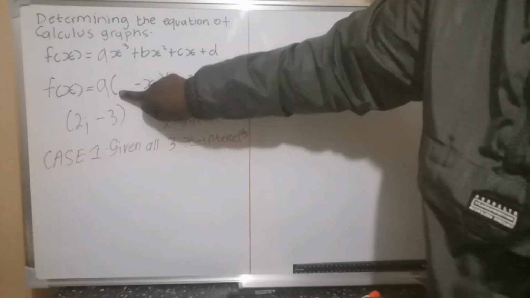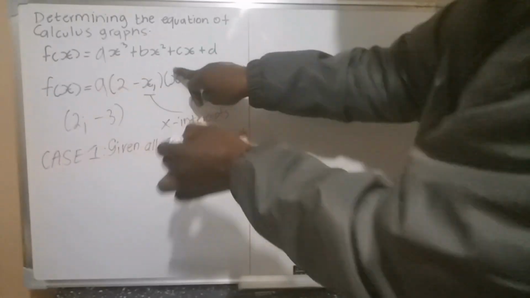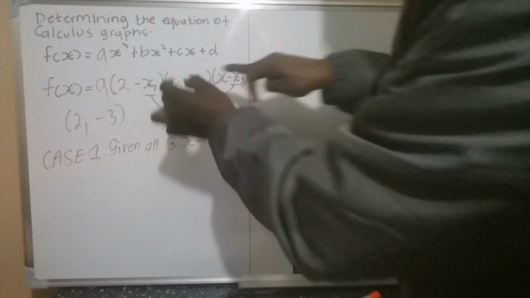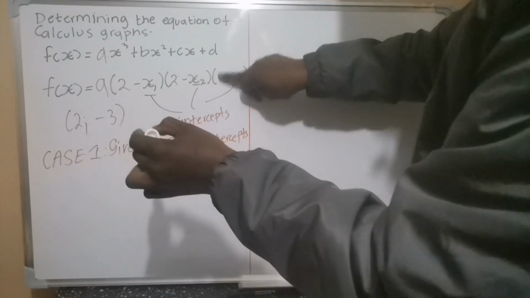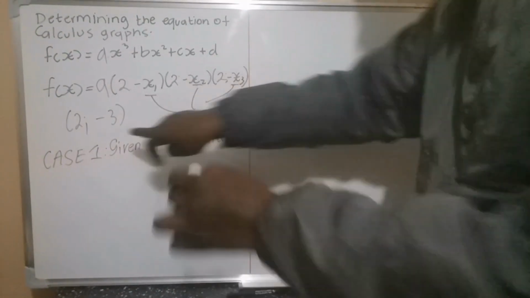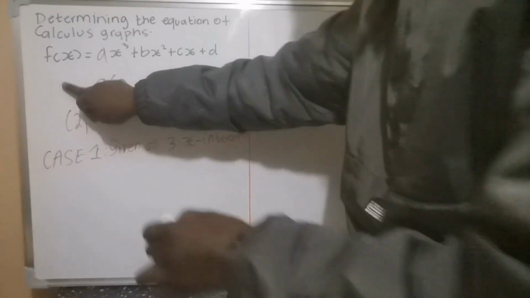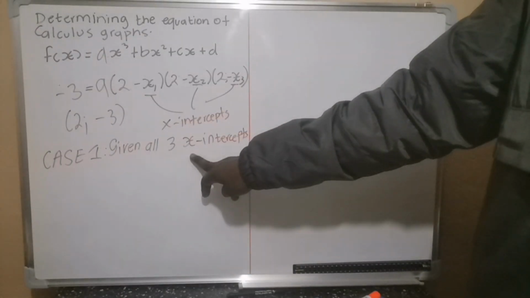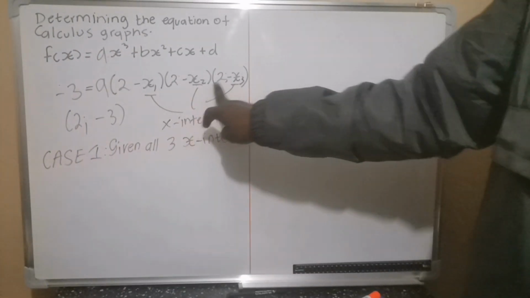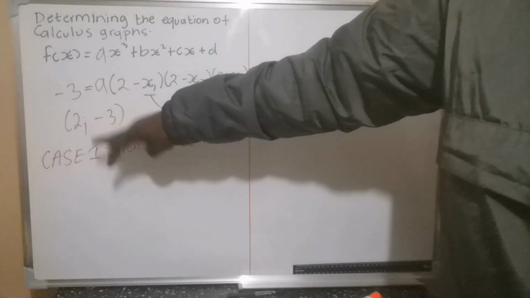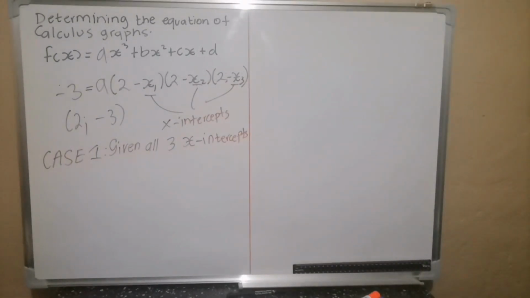It's just a point. Then you just say where you see x, you put in 2. That means here you're gonna put in your 2. You're going to have a 2 here and a 2 here. Then -3 you put in where you see y. On your left you put in y, which is -3. Then you solve. Then you'll be given 3 x-intercepts here. You then substitute them here and solve for a. Then you'll be done with this one.